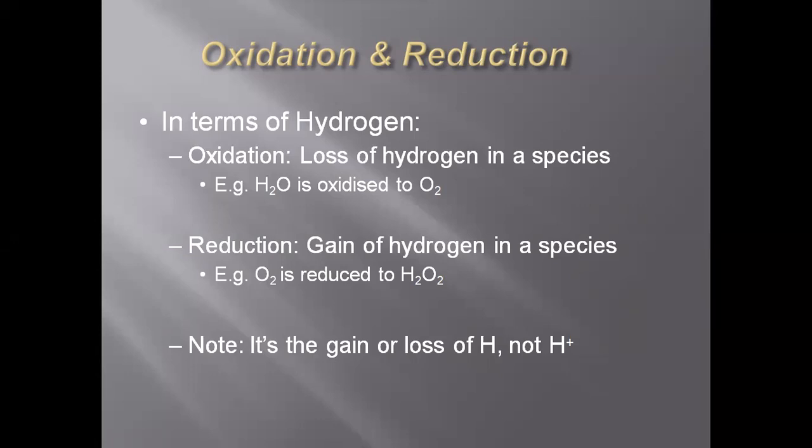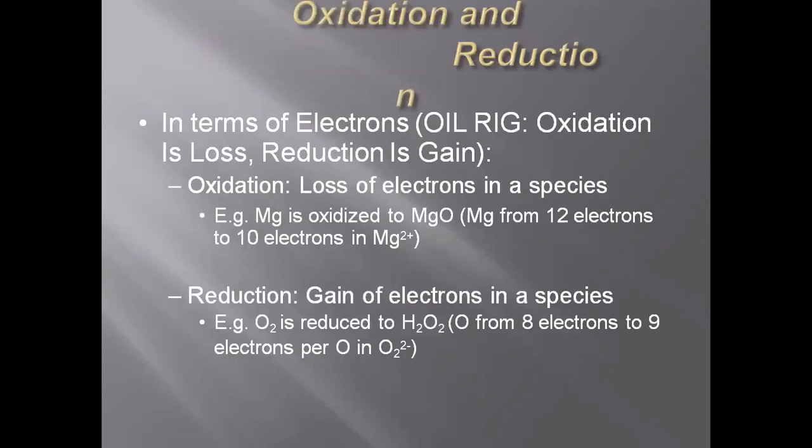Let us talk about reduction, the gaining of hydrogen. For example, when oxygen reacts with hydrogen, it is reduced to H2O2. H2O2 is the formula of hydrogen peroxide. Write it somewhere: H2O2 is hydrogen peroxide. So whenever dioxygen combines with dihydrogen, it gets reduced and forms H2O2. So it is about the gaining and losing of hydrogen atoms, not ions. When the atom gets attached, not in ionic state. Clear?